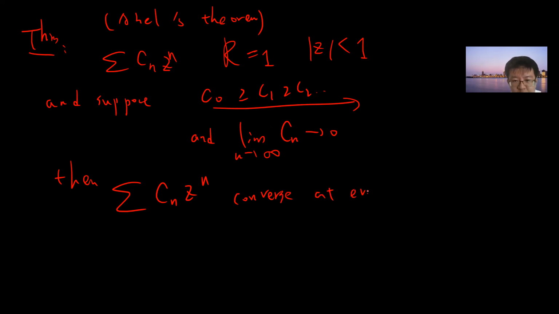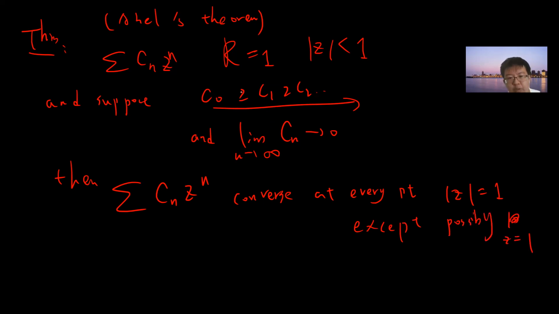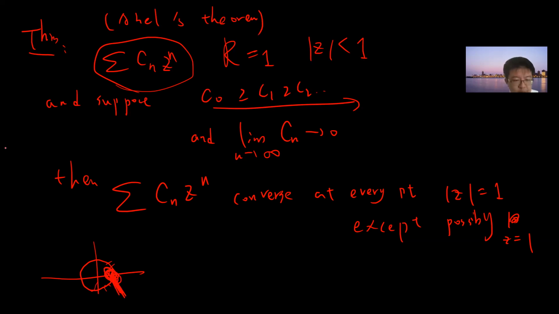at every point of |z| equals 1, except possibly z equals to 1. So this tells you that if you have a series which converges with radius 1 and is decreasing, then this series will converge at every point on this circle. There's only one dangerous point, which is here, the 1, 0 point.